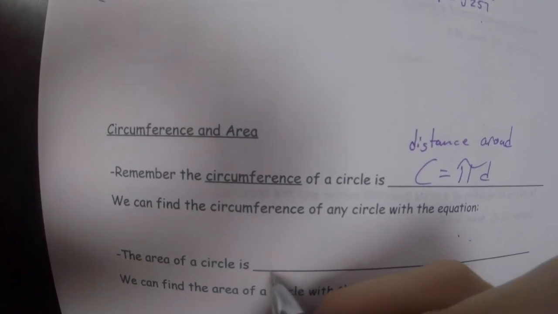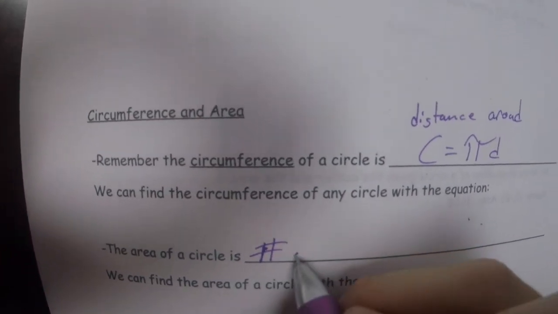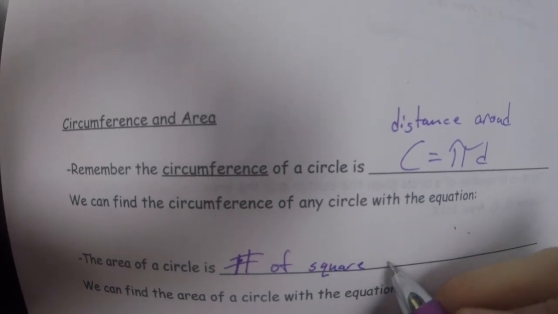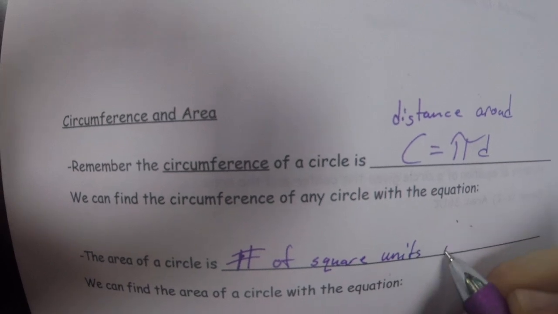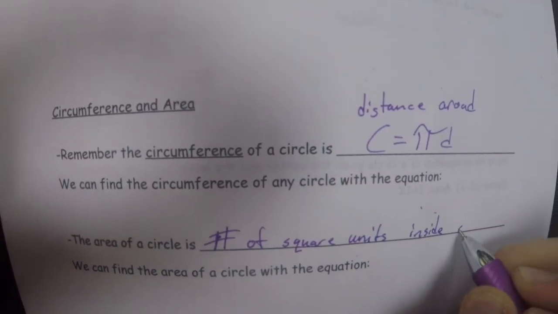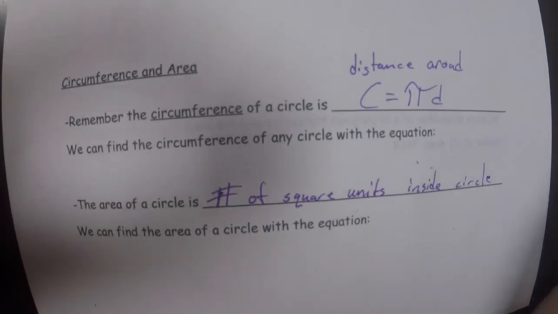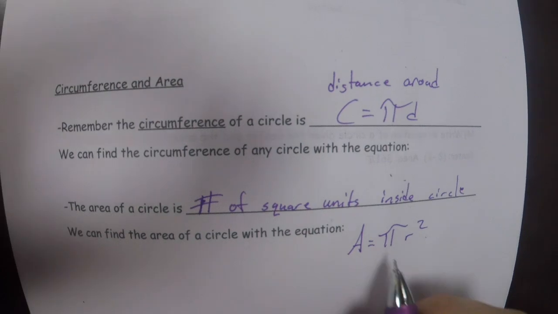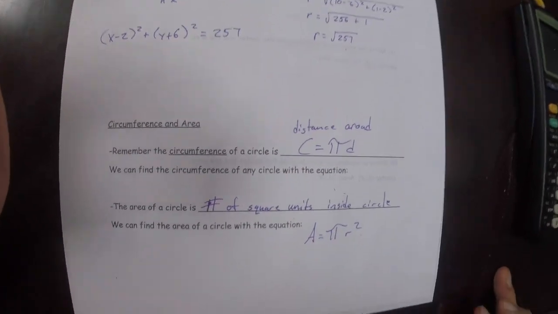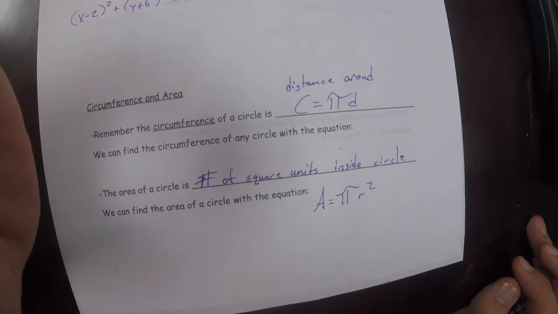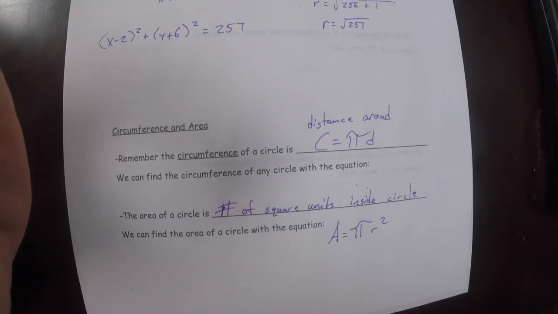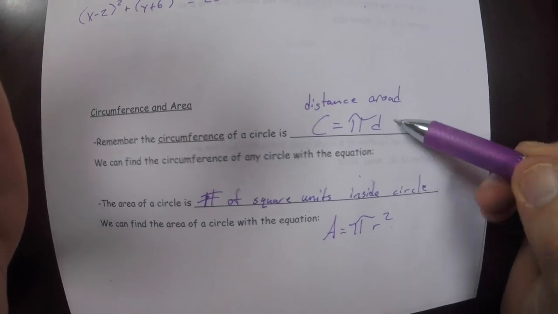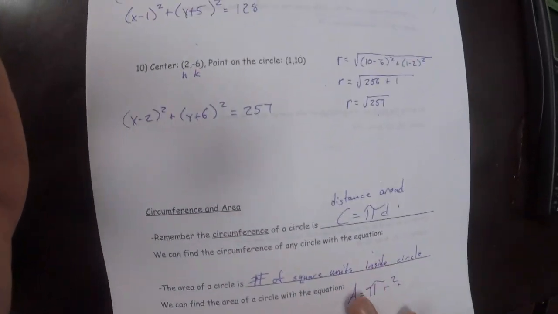It's the number of square units inside the circle. How do we find area? Apple pies are 2. Pi r squared. That's review. We've done that. We did that in the beginning of the year, and then we reviewed it a couple of weeks ago. All right. Circumference formula, area formula.